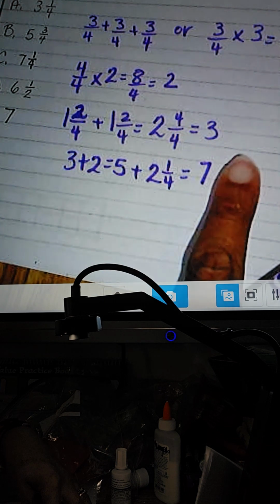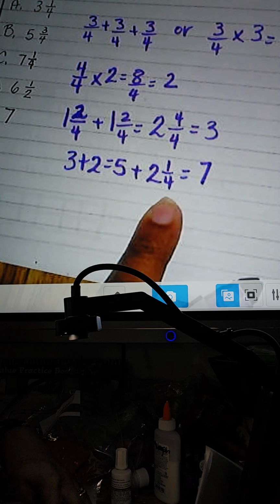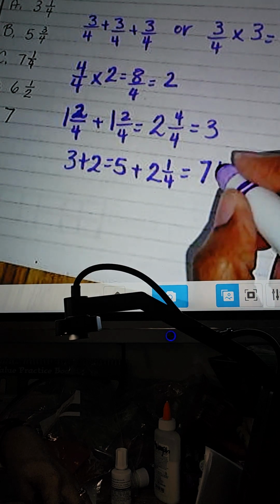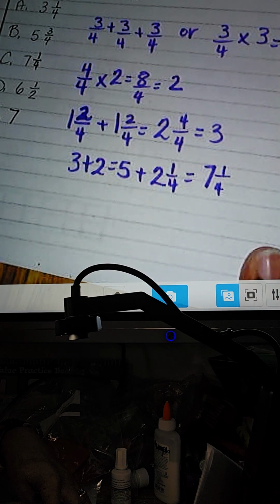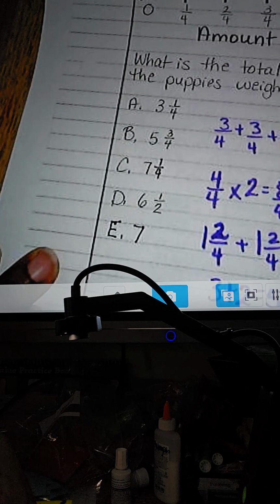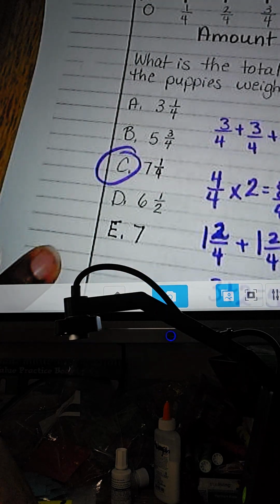Okay? So if I have 5 plus 2 is 7, and then the 1/4, there's nothing to add to it. So we just bring it over. So my answer is 7 and 1/4. Which is our answer? C. Okay? Very good. All right, and that is the end of our study.